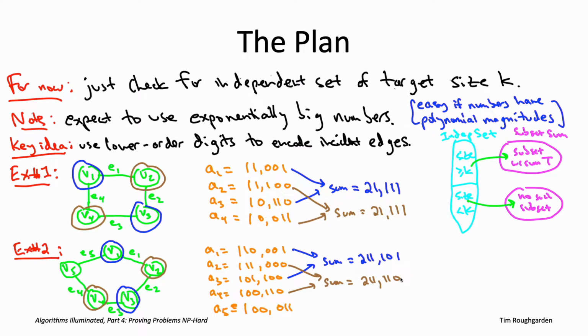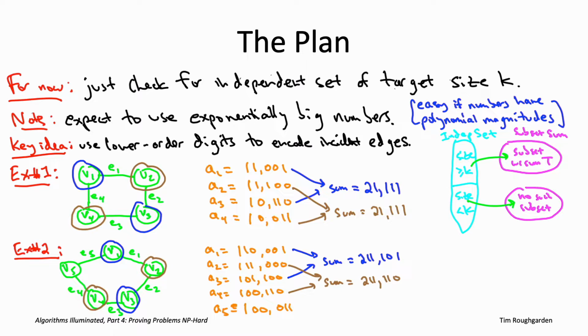Now, unfortunately, you don't get quite the same thing. Instead of 211,101, you get 211,110. So what's going on in general? In general, a lower order digit of the sum, we're seeing a 0 whenever it corresponds to an edge with neither endpoint in the independent set.